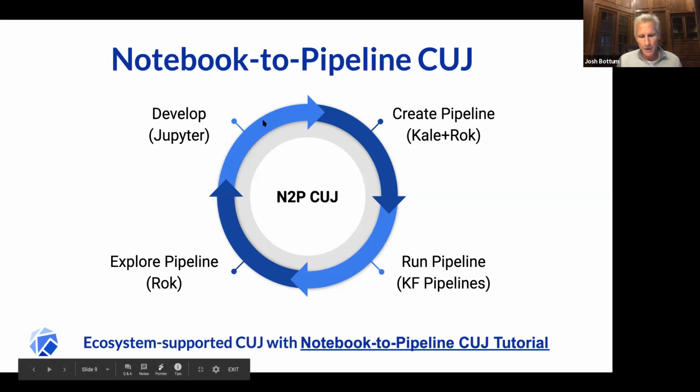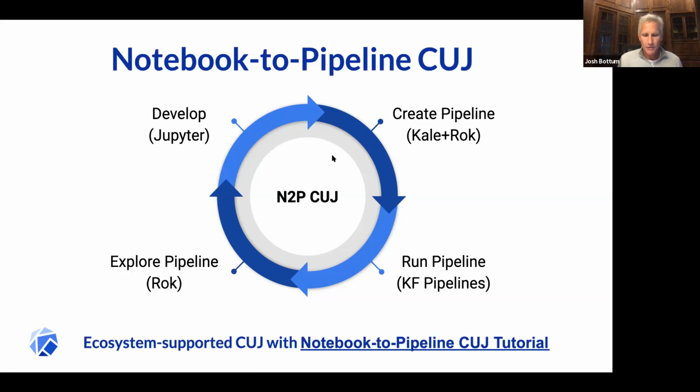In the notebooks to pipeline CUJ, Kubeflow leverages Kale and standards-based Kubernetes storage integrations to enable researchers to develop ML code and then quickly create, run, and explore pipelines using Jupyter, Kale, Rok, and Kubeflow pipelines. Kale is a workflow automation tool that simplifies these steps, and it also eliminates the need to manually build Docker containers, write YAML code, or pipeline components, or even pipeline DSL code.